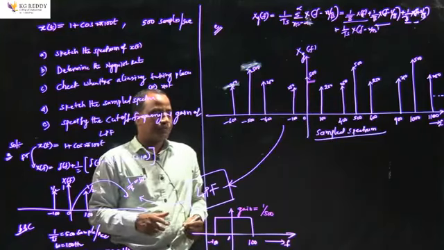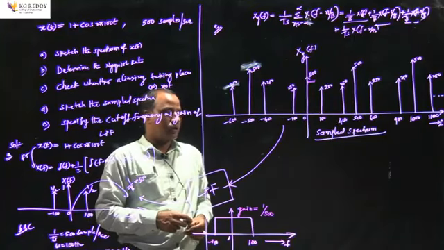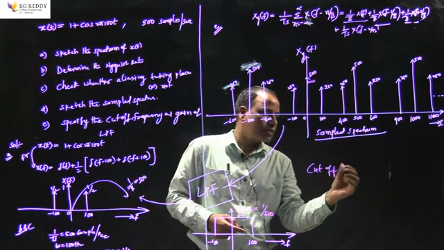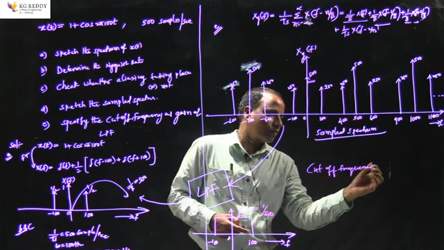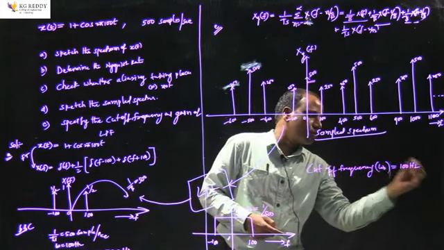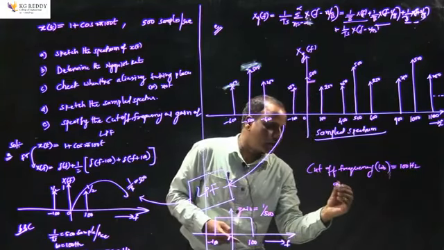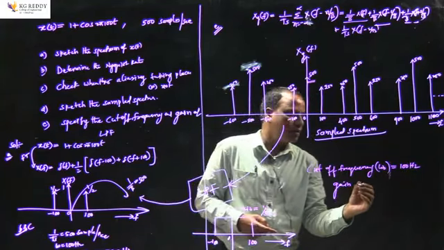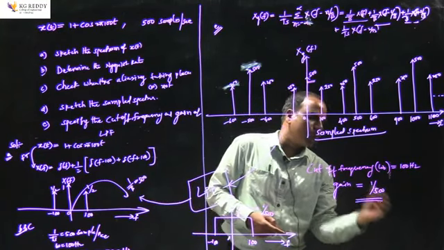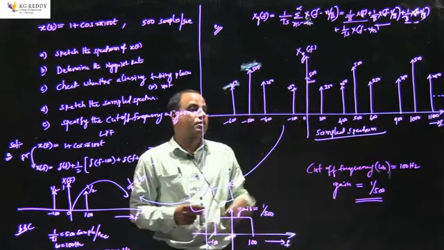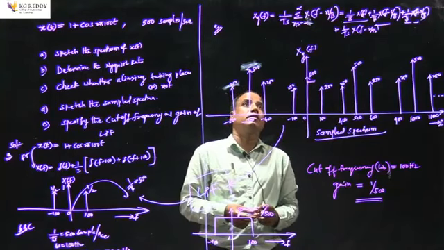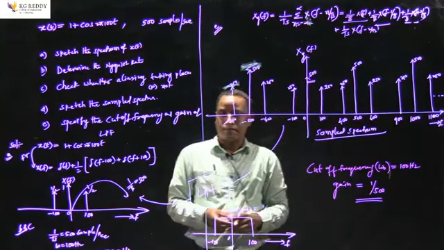So we need to design a low pass filter with a cutoff frequency omega naught, and the gain of the low pass filter should be designed as 1 by 500. Then only we can reconstruct the original spectrum from the sample spectrum. So this is the way we can sketch the spectrum after the signal is sampled.